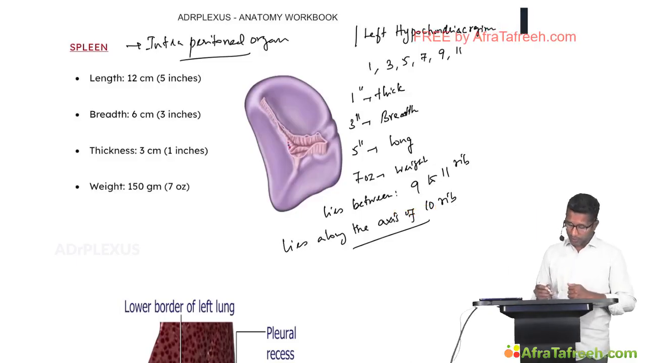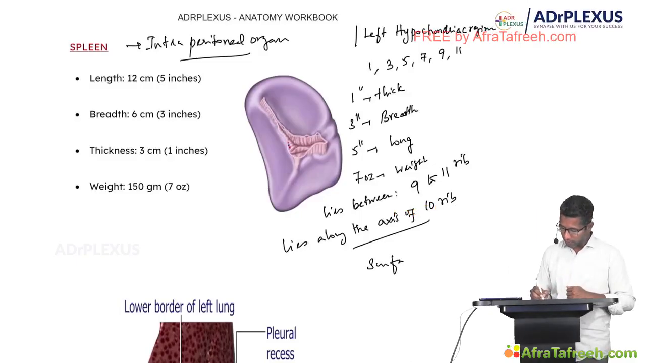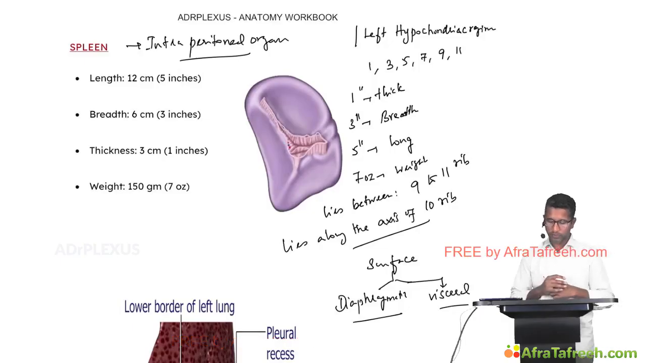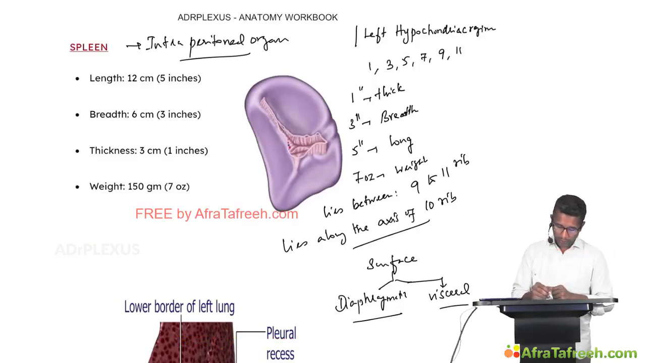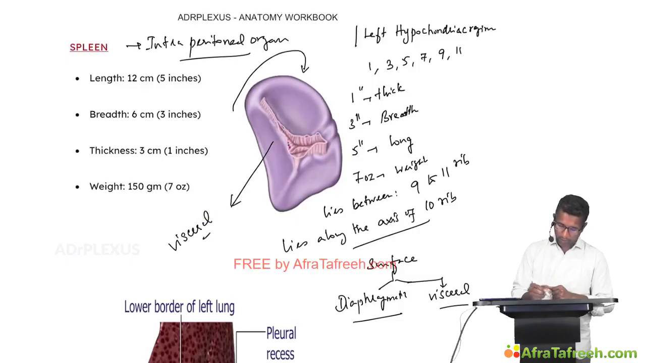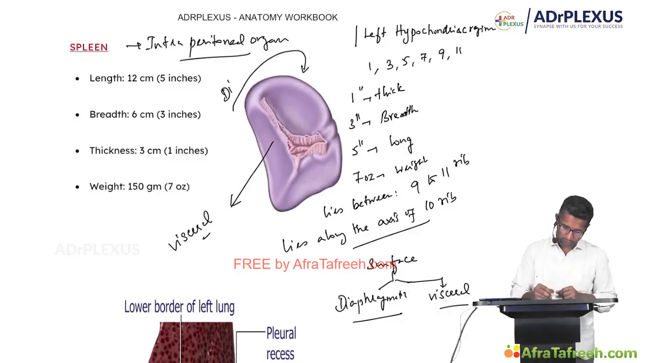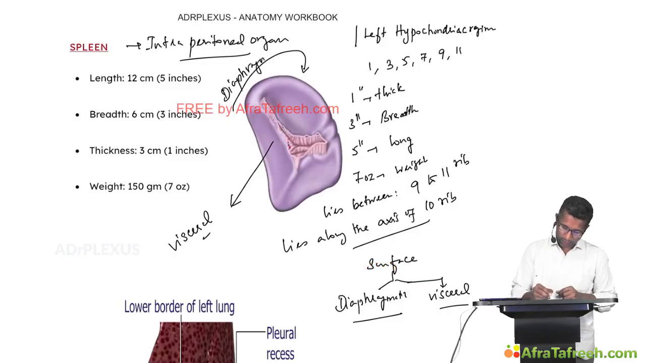The spleen has got two surfaces. One is called the diaphragmatic surface, another one is called the visceral surface. What you see here, this surface is the visceral surface. On the other side, which is not seen here, that is called the diaphragmatic surface.